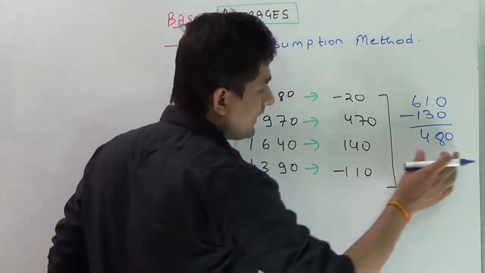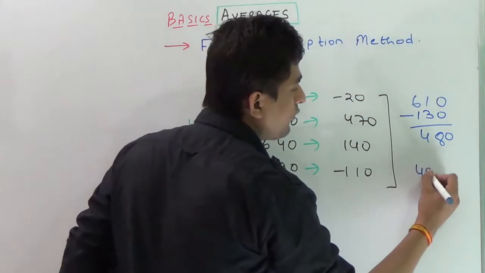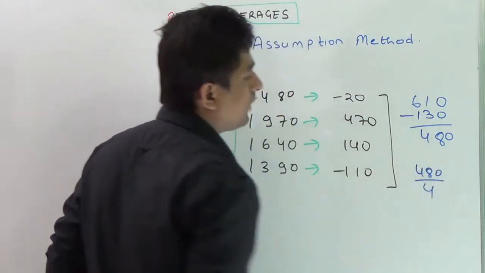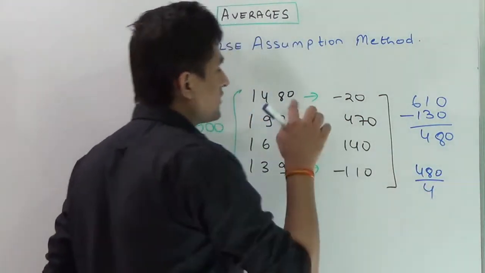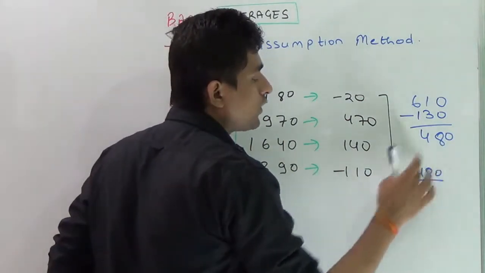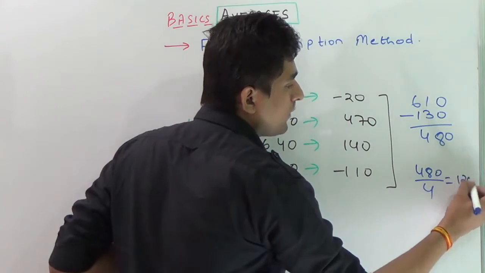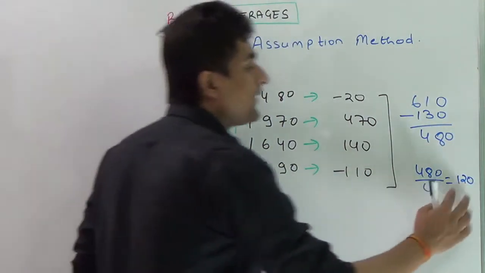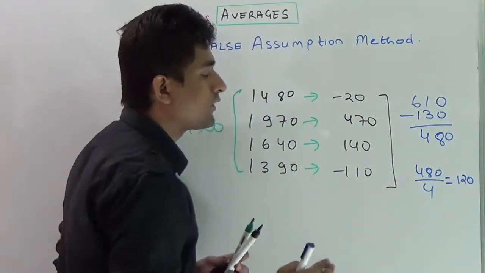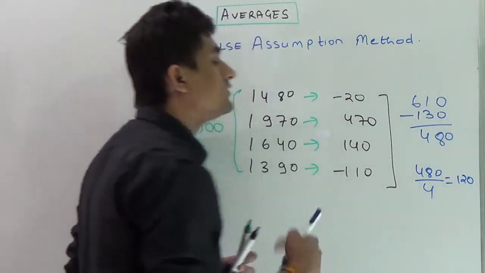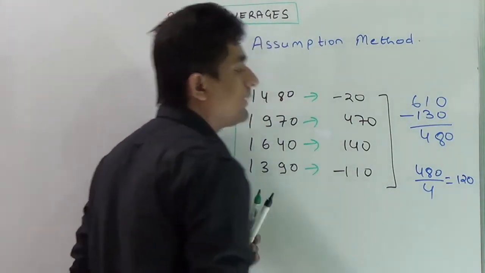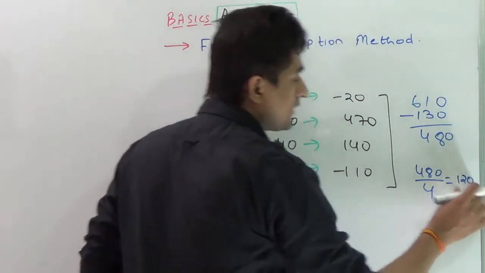Then in the next step, divide 480 by the total number of observations. Here the total number of observations is 1, 2, 3, 4, that is 4. So I am dividing it by 4. 480 divided by 4 will give me 120. 120 what? 120 of positive sign. This point should be noted because if a negative sign were there, the answer would be different. Okay, I have got positive 120.